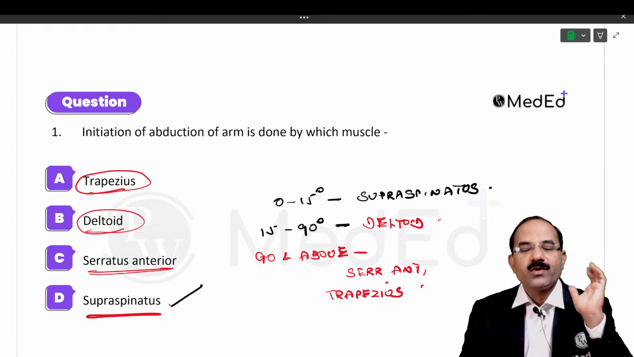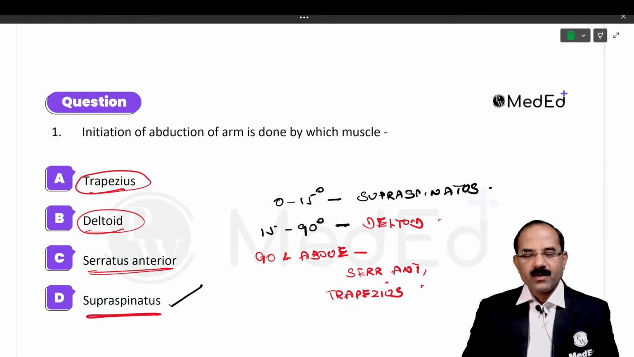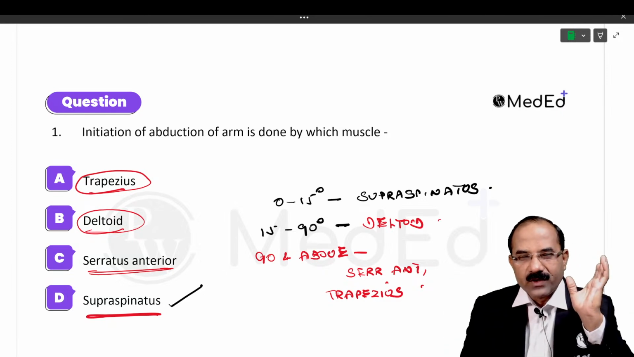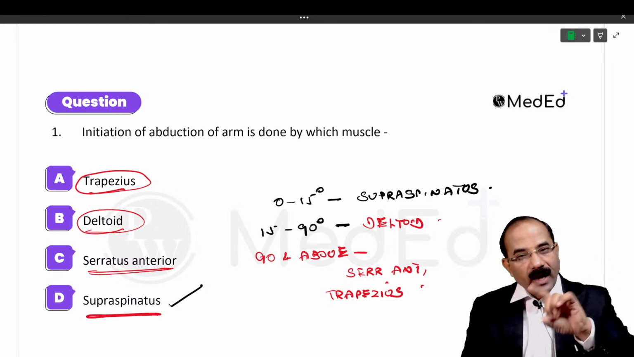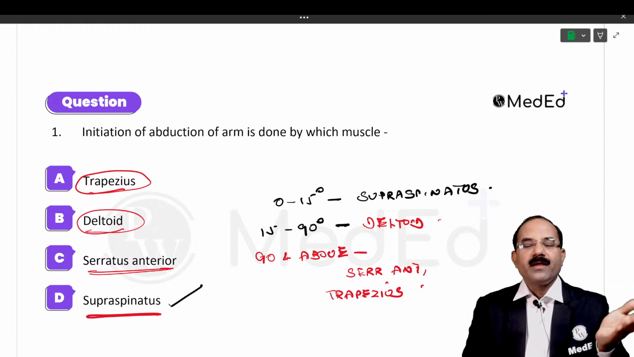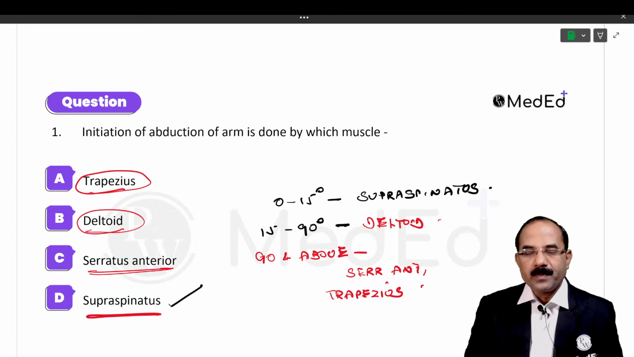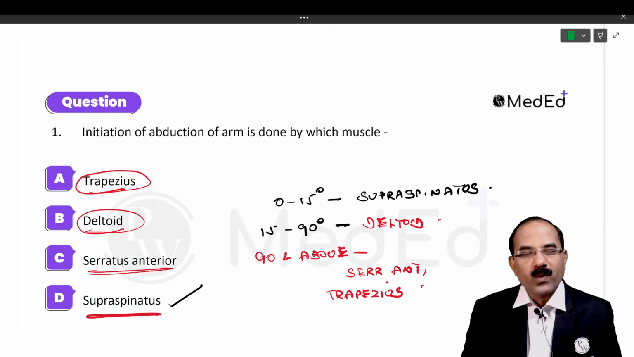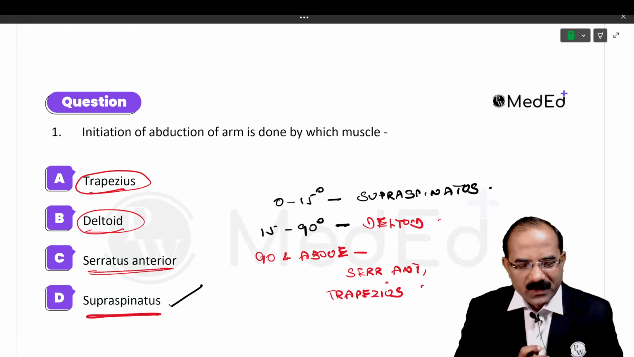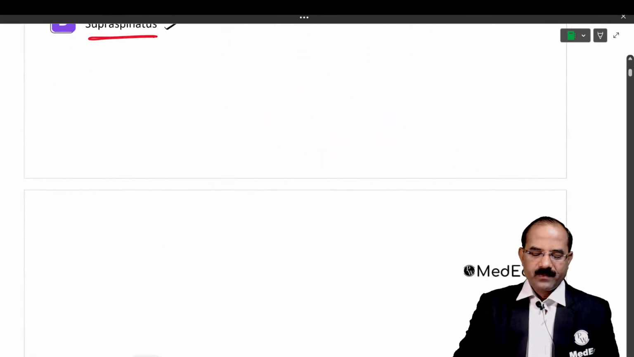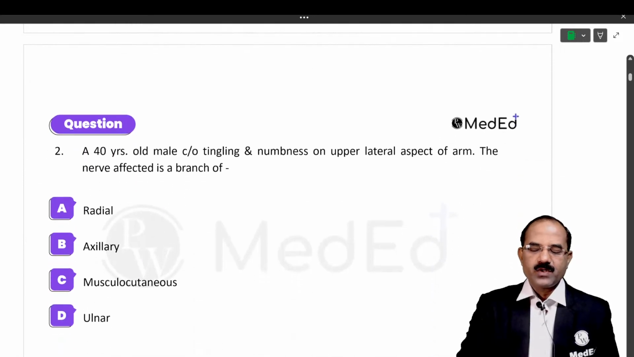Perfect. Is this MCQ clear to all of you? Okay, fine. We'll proceed to the next MCQ. Once again, trapezius nerve supply is the spinal accessory nerve, that's cranial nerve 11. Deltoid is supplied by the axillary nerve. Serratus anterior is supplied by the long thoracic nerve, or the nerve of Bell. And supraspinatus is supplied by the suprascapular nerve, which arises from the upper trunk of the brachial plexus along with the nerve to subclavius. That's about this MCQ. Perfect. We'll go to the next MCQ. If you have any doubts, you can ask me.